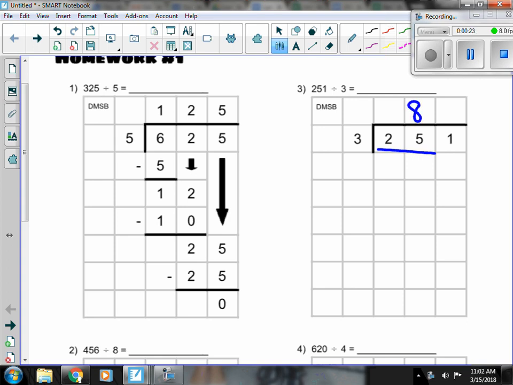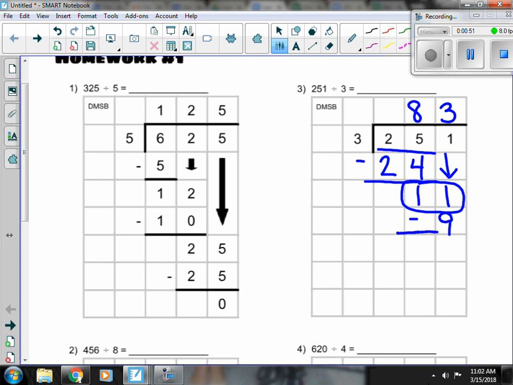And then I multiply to know that that was 24. And then I want to subtract to figure out my remainder of this part. 25 minus 24 is 1. And I bring down my next number, and I start the whole process over again with my new number of 11. So I think to myself, how many times does 3 go into 11 without going over? And that's 3, because 3 times 3 was 9.